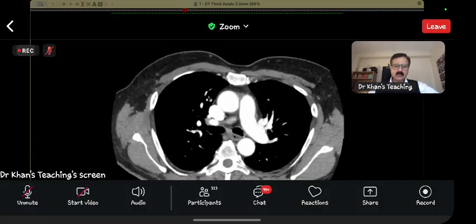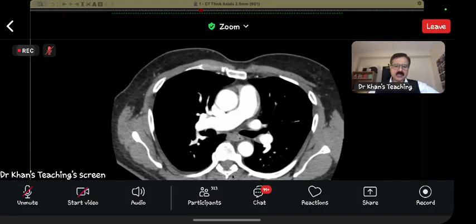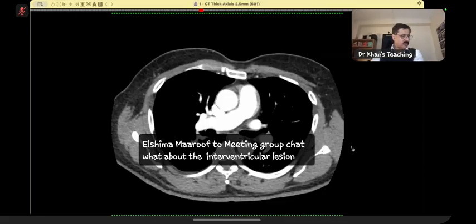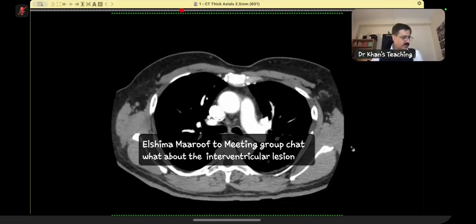Now, this patient is a 60-year-old with left upper thorax pain and heaviness, rule out left upper lung lesion. This was the clinical history. So left upper thorax.